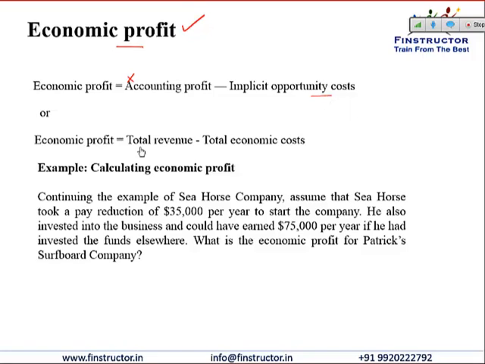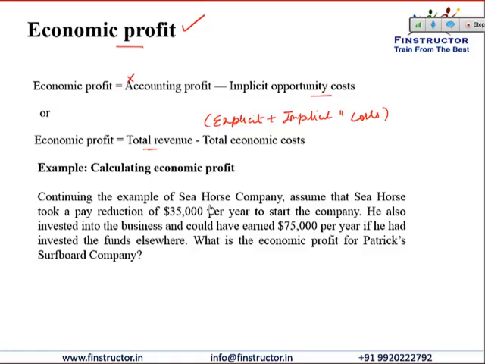Or in other words, it is the total revenue minus the total economic costs, that is the explicit costs, which we referred to in the previous question, plus the implicit opportunity costs. Now, the opportunity costs refer to the benefits foregone, or the profit that could have otherwise been earned. We'll study that with the help of an example.